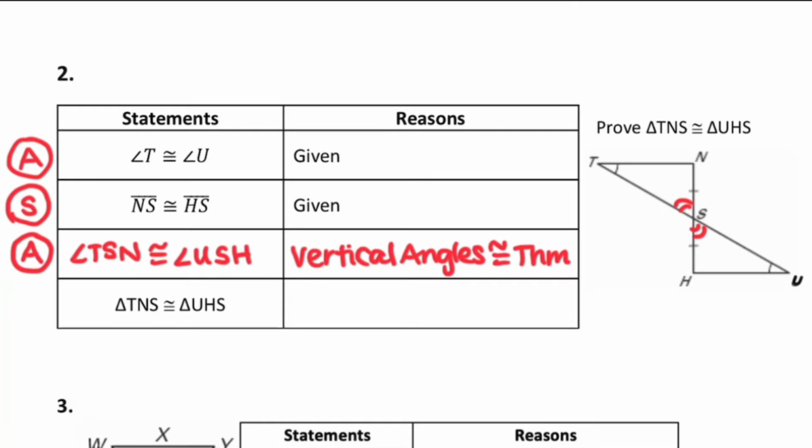Just because I have it ASA on my proof doesn't mean it's ASA on the triangle. We better check the picture. You'll notice that we have an angle and we have an angle, but the side is not the one that's between those two angles. The side that's marked congruent is only next to one of the angles. So I'm going to call that angle side congruence theorem.